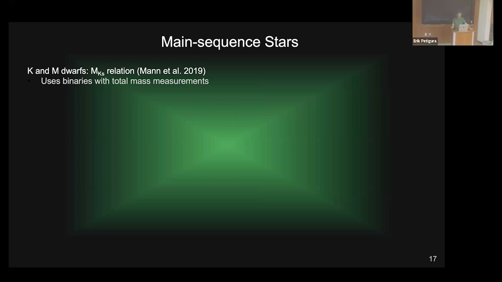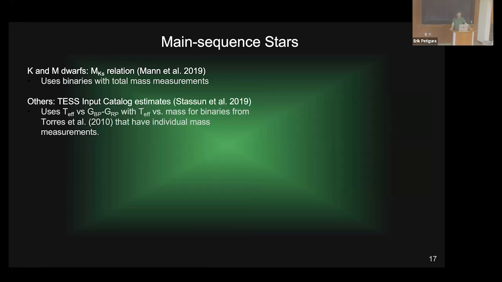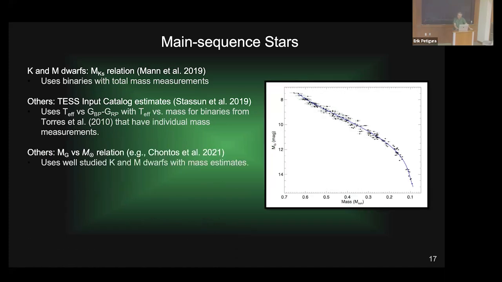Unfortunately, not everything has a KS magnitude, so we have to do some other things. So if we have a GBP minus GRP color from Gaia, we can actually use that color to estimate an effective temperature for the main sequence star. There's an effective temperature to mass relation from the work of Torres et al., which uses eclipsing binary measurements. And that relation goes from late O all the way to mid M. So as long as we have a Gaia color, we can use that relation to get a mass estimate out for our main sequence star. Well, there's some objects that don't have KS or a Gaia color. But if they do have, for example, a capital G magnitude from Gaia, then we can use this relation from Chantos to do something very similar and get the mass estimate out.